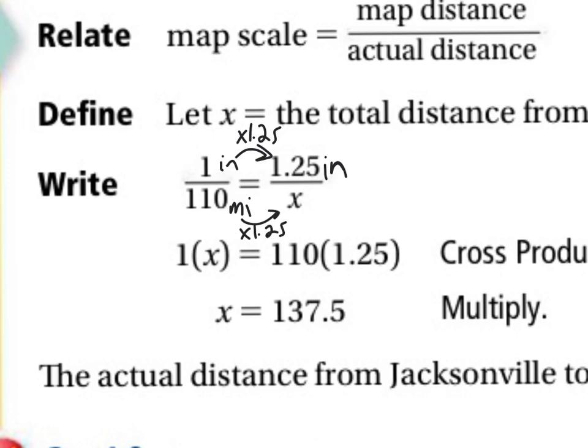1 times 1.25 is 1.25. So then if we just do 110 times 1.25, and then we'll get our answer. Now this one wasn't as big of a deal with the 1 being there, because 1x is the same as x. So 137.5 miles would be the distance there.